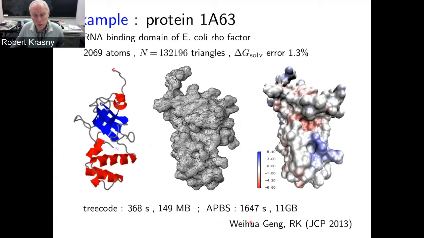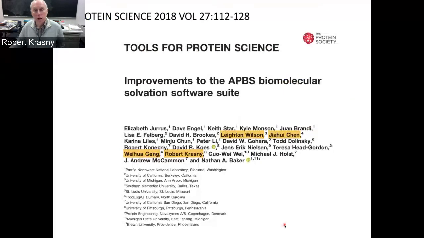Weihua Geng is a former postdoc with me, and we wrote a paper about that. But this is continuing now. And most recently, a paper appeared in the journal Protein Science. They had a special issue called Tools for Protein Science. And the article was Improvements to the APBS Biomolecular Software Suite.